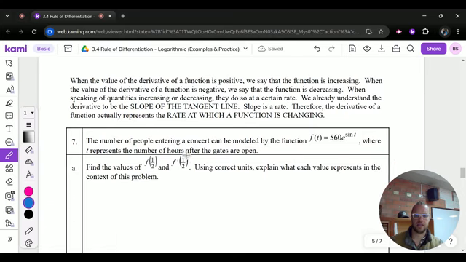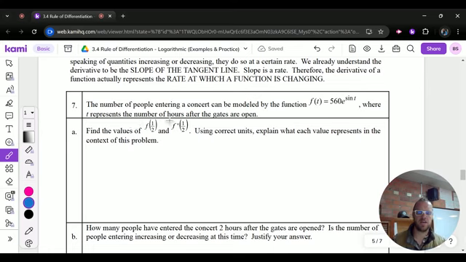All right, so let's take a look at this next one. When the value of the derivative of a function is positive, we know the original function is increasing. When the derivative is negative, the function is decreasing. When we speak of quantities increasing or decreasing, they do so at a certain rate. They do it faster or slower. We already understand that the derivative is the slope of the tangent line. Okay, slope is a rate. Right? You've done this in physics or science class. You've also probably, hopefully, done it in your algebra classes. Therefore, the derivative of a function actually represents the rate at which a function is changing.